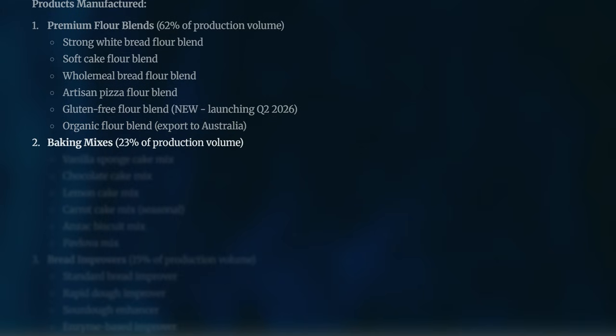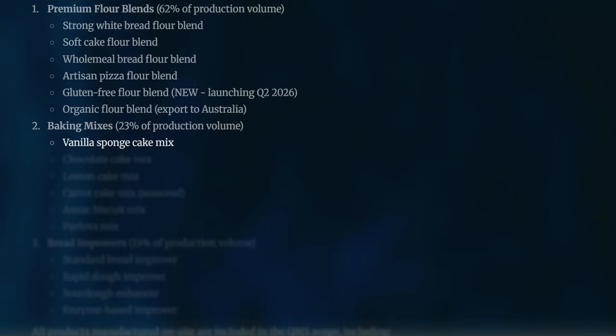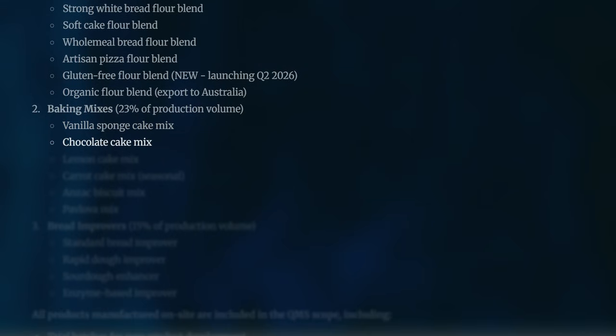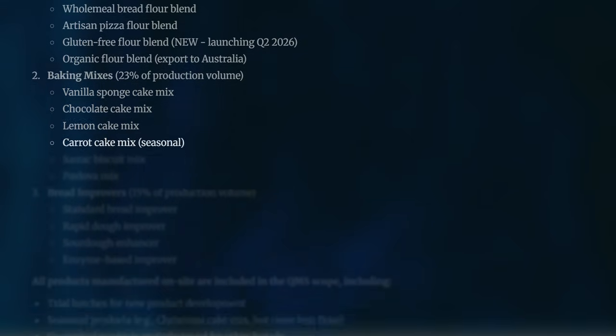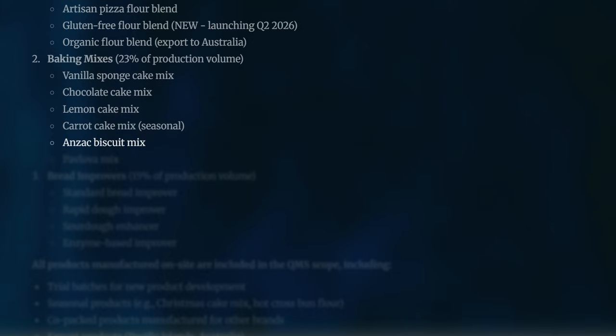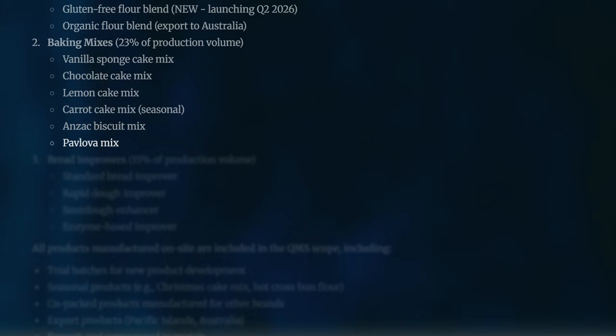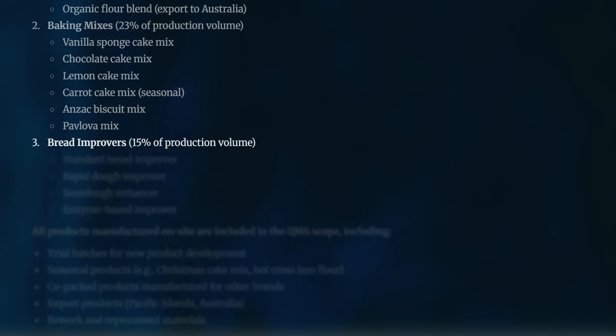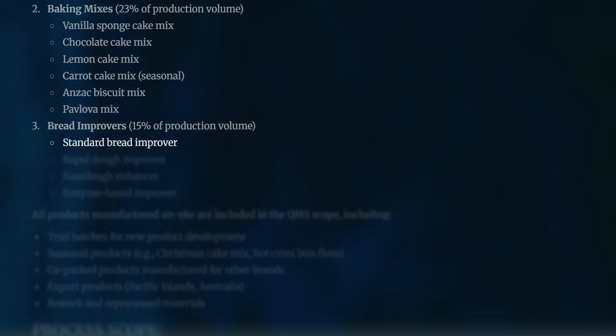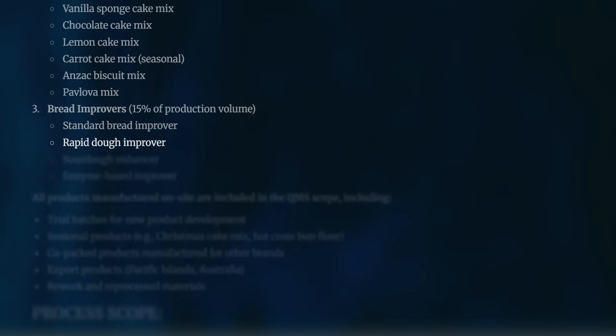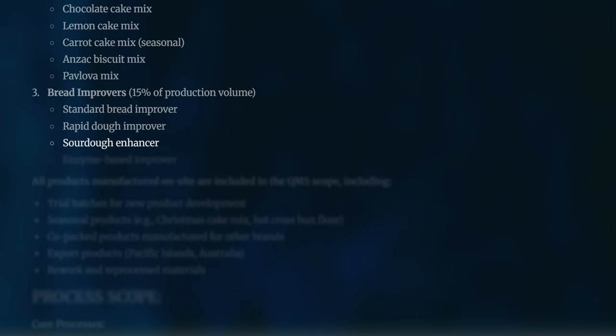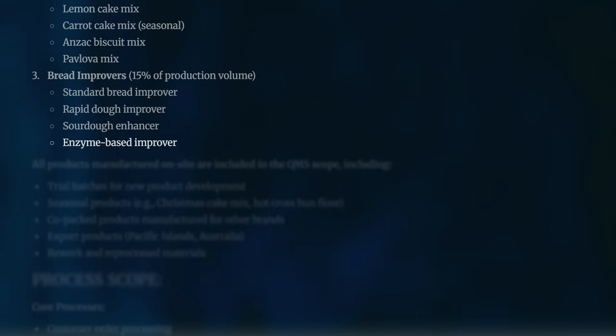In line 2, we have baking mixes with 23% of the production volume: vanilla sponge cake mix, chocolate cake mix, lemon cake mix, carrot cake mix, and seasonal products, Anzac biscuit mix and pavlova mix. In line 3, bread improvers, which has 15% of production volume, with the standard bread improver, rapid dough improver, sourdough improver, sourdough enhancer, and enzyme base improver. Those are the products in the 3 lines.